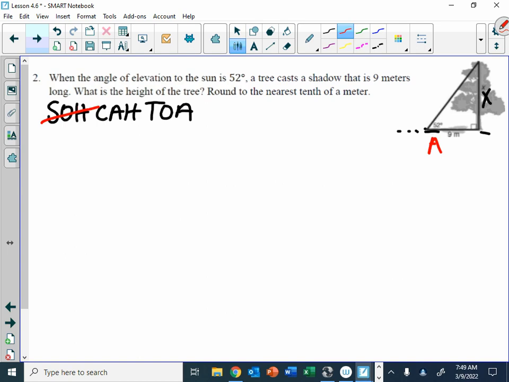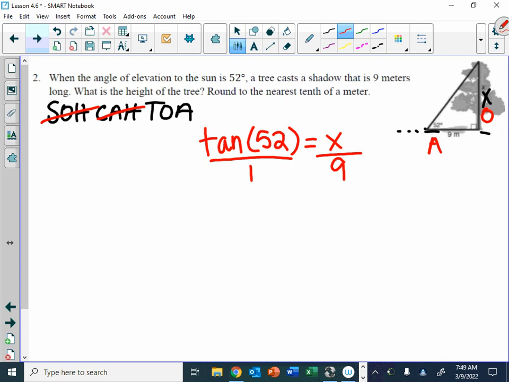That x, the height of the tree. Opposite or hypotenuse? Opposite. Which trig ratio am I using? Tangent, very good. So tangent of my angle, you always set it up like that: whatever the trig ratio is, followed by your angle. So tangent of 52 degrees, I'm just going to put it over 1, equals opposite, which is x, over adjacent, which is 9. Remember that tangent is opposite over adjacent.